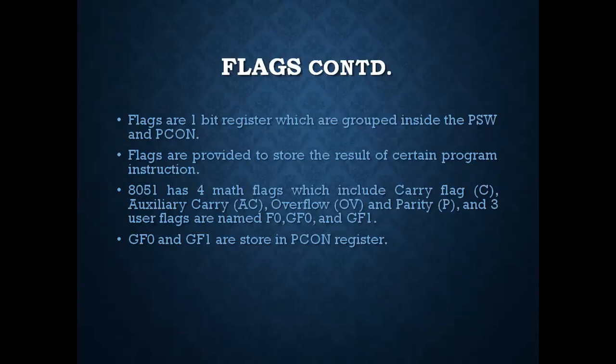Now, 8051 has four math flags. We have already discussed them. Now, how are they connected? In the first point, we discussed that flags are 1-bit registers which are grouped inside the PSW and PCON. So in the power control register, you can see the general purpose flag F0 is related with general flag 0 and general flag 1. These 2 flags are stored in the power control register.